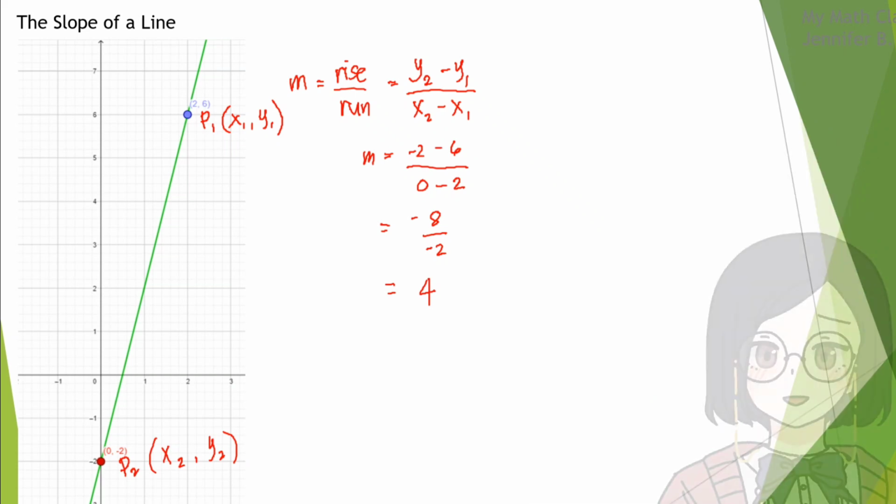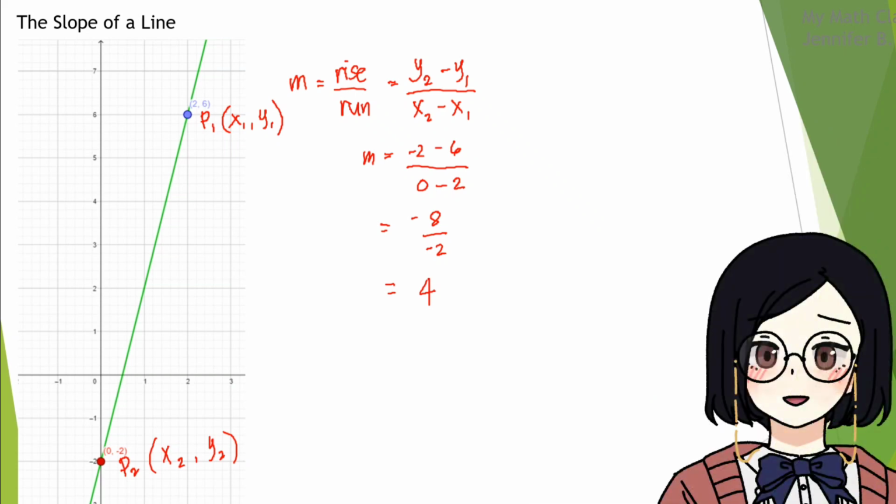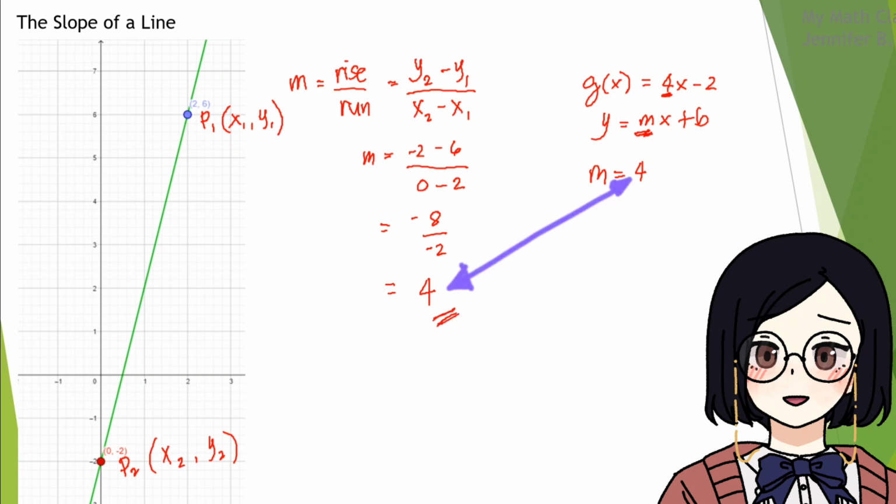Now looking at the function, we have g of x is equal to 4x minus 2. Recall that in the slope-intercept form, y equals mx plus b, m is the slope of the line. Hence, in the function g of x equals 4x minus 2, m is equal to 4. That confirms our answer a while ago, using the formula of the slope, that m is equal to 4.